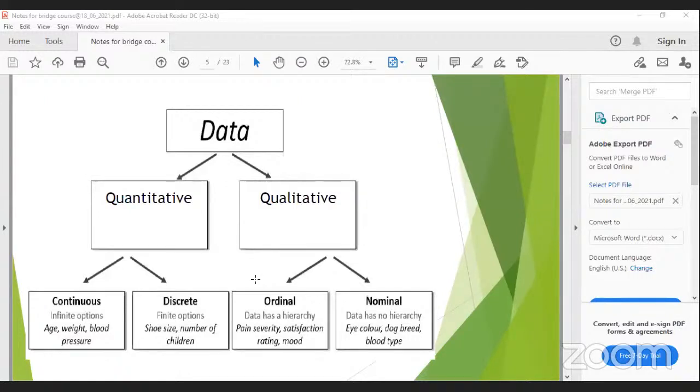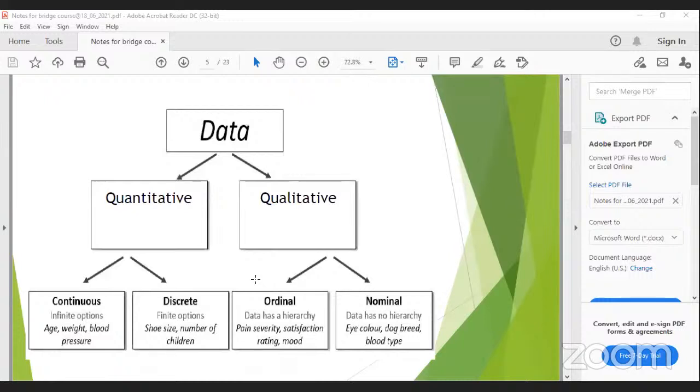Then we have nominal data. In nominal data, we don't have any hierarchy. It can be yes or no, it can be eye color, dog breed, type of blood, male, female, pass, fail. So there is no hierarchy in our data. These are the types of data which are quite useful for modeling purposes, because they give us more understanding about the data. So far so good, let's move to the next slide.